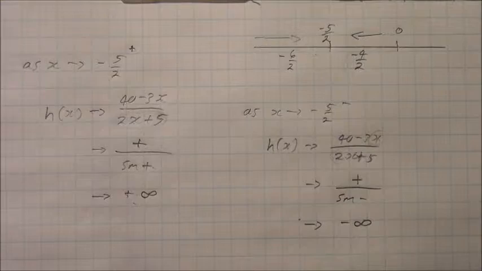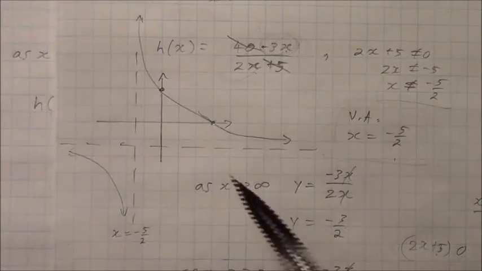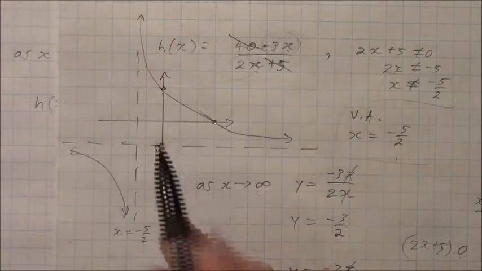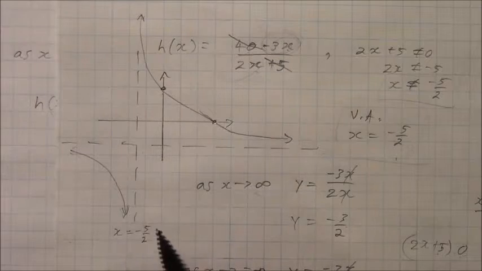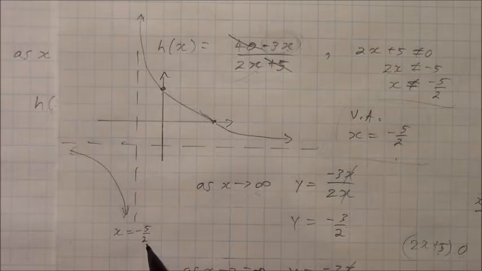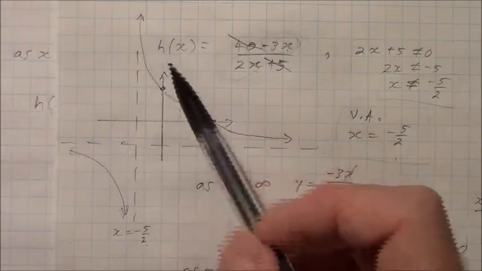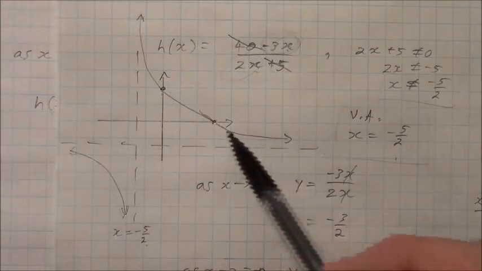So when I drew this sketch over here, this is now confirmed that the function does go down to negative infinity on the left side of the vertical asymptote of x equals negative 5 halves. And from the right side, it's going up to positive infinity, or approaching positive infinity from the right.